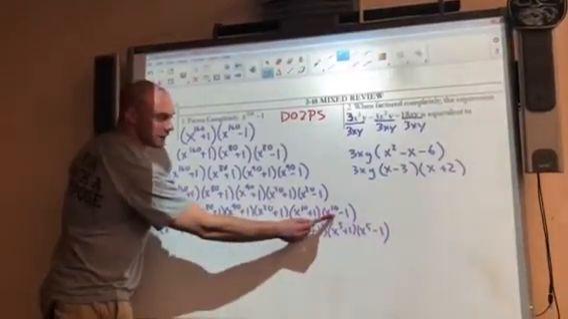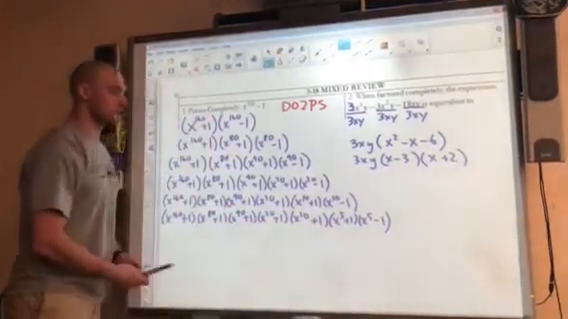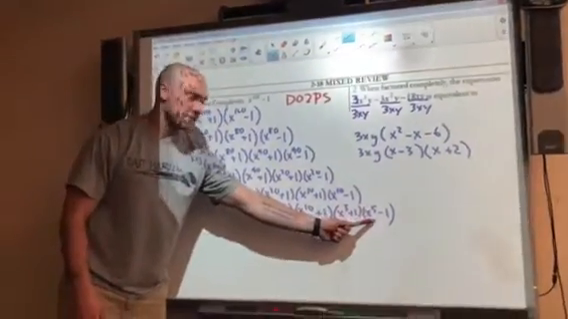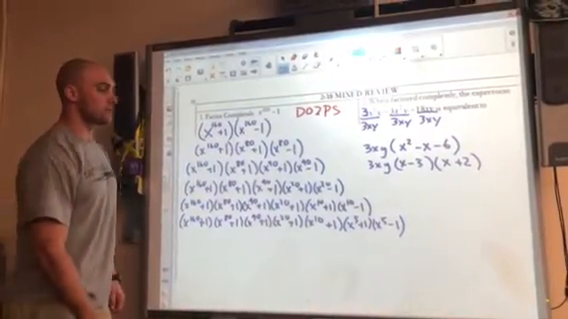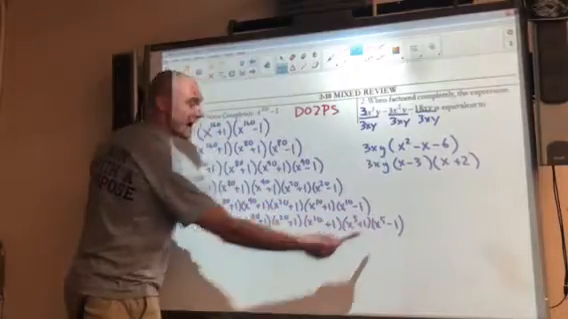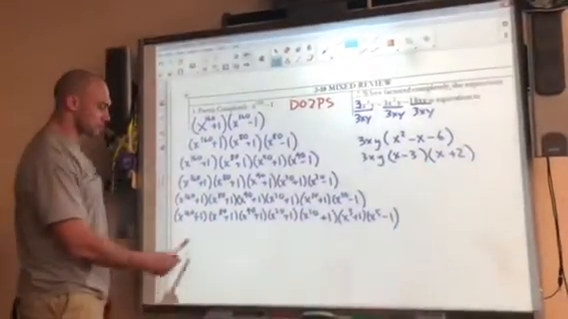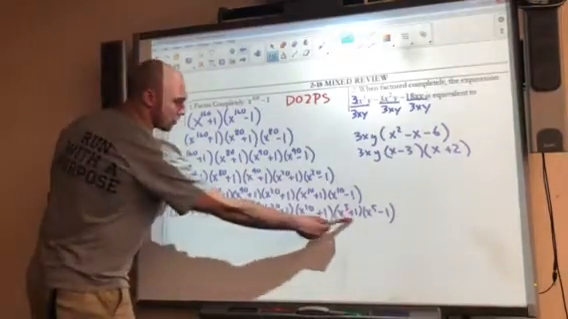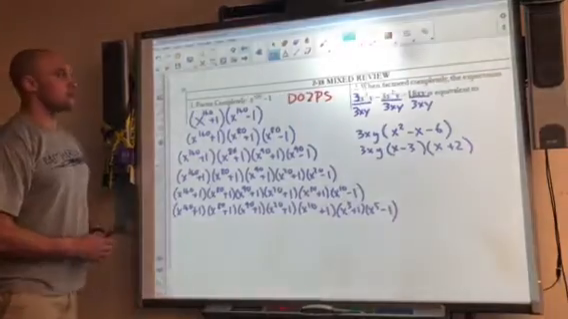Now, x to the 10th minus 1 became x to the 5th plus 1, x to the 5th minus 1. So now if I look at the x to the 5th minus 1, we may want to try and continue difference of two perfect squares. But because 5 is an odd number, it's an odd power, that means it is not a perfect square. So I brought down all the positives, and there is our final answer.